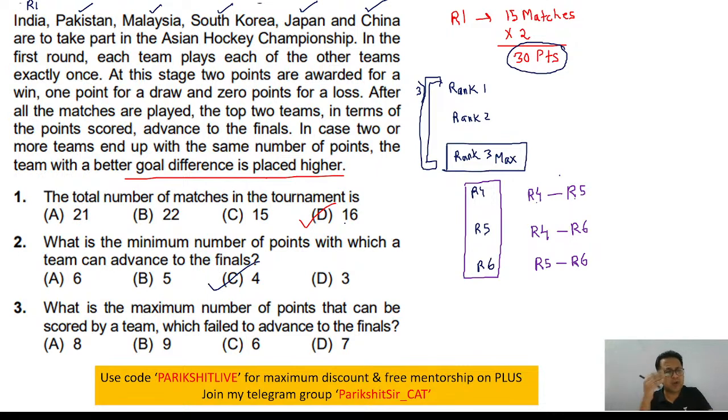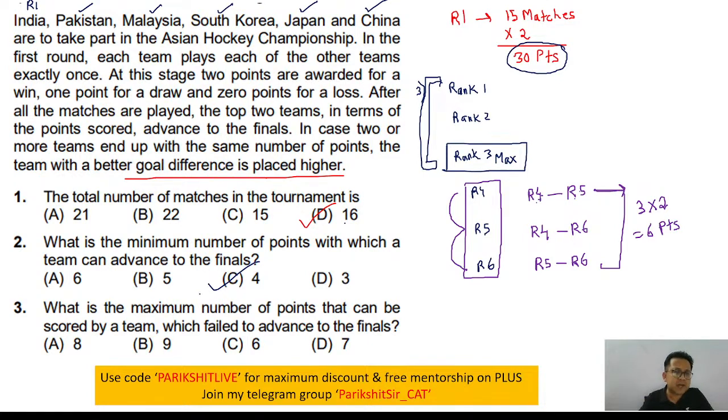Let's say a match between rank 4 and rank 5. You cannot give that point to rank 1, or rank 2, or rank 3. There are 2 points, and those 2 points will be distributed between rank 4 and rank 5 in some manner. Either rank 4 gets both the points, or rank 5 gets both the points, or they get 1-1 if it's a draw. So total there are 6 points in these 3 matches, which R4, R5, and R6 will take. You cannot give it to rank 1, rank 2, or rank 3.